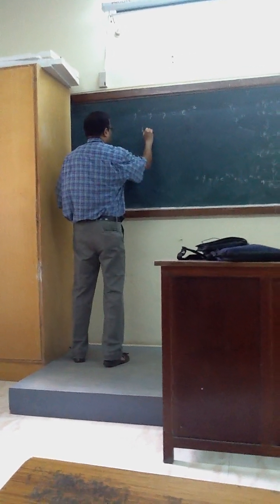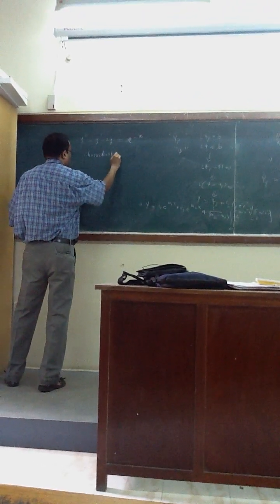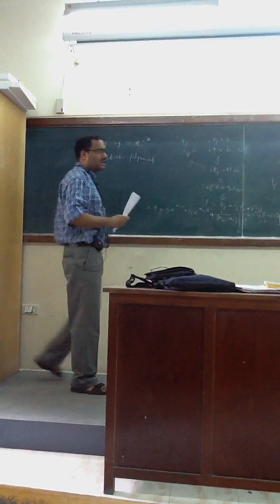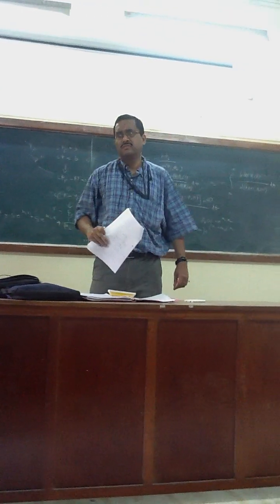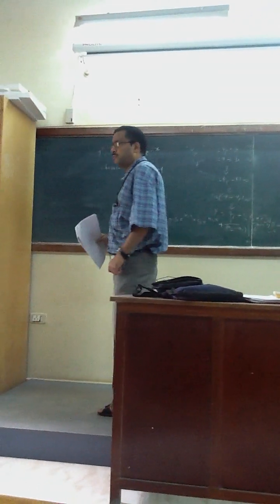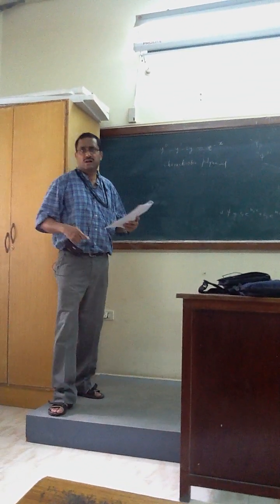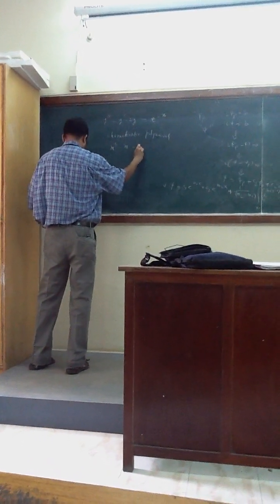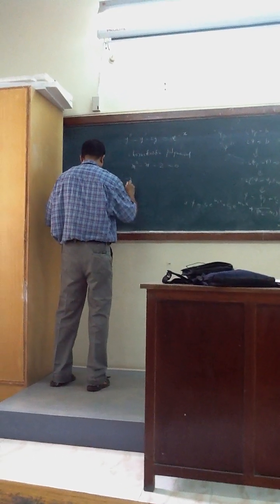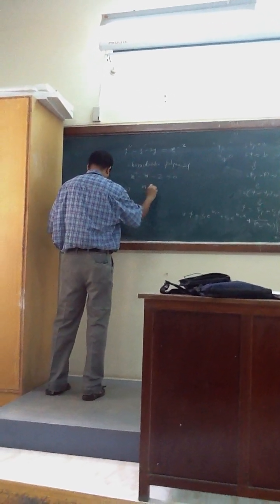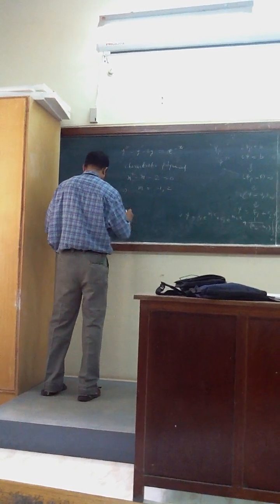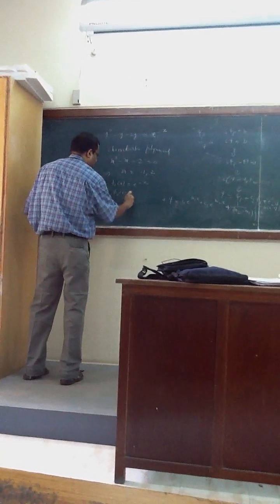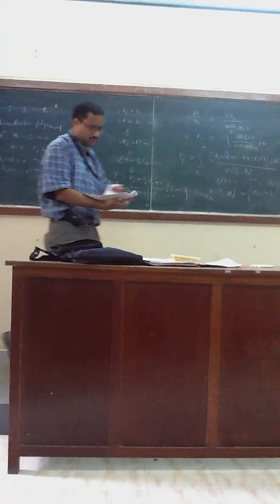The characteristic polynomial. What is the characteristic polynomial after putting the trial solution? m square minus m minus 2 is equal to 0. What roots will you get? m equals minus 1 and 2. phi 1 of x equals e to the power minus x. phi 2 of x equals e to the power 2x. Very good. Next step.